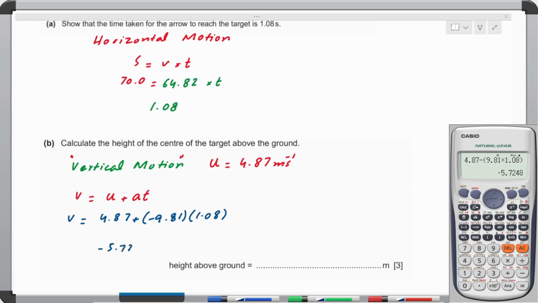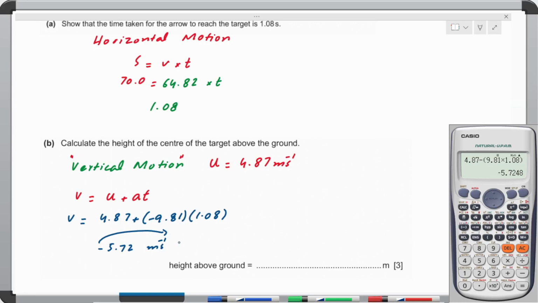What does that negative sign show over here? It shows that the direction of the velocity is reversed. So it would no longer be going upward. Matter of fact, it would be approaching the target, hence the projectile would be going downward.